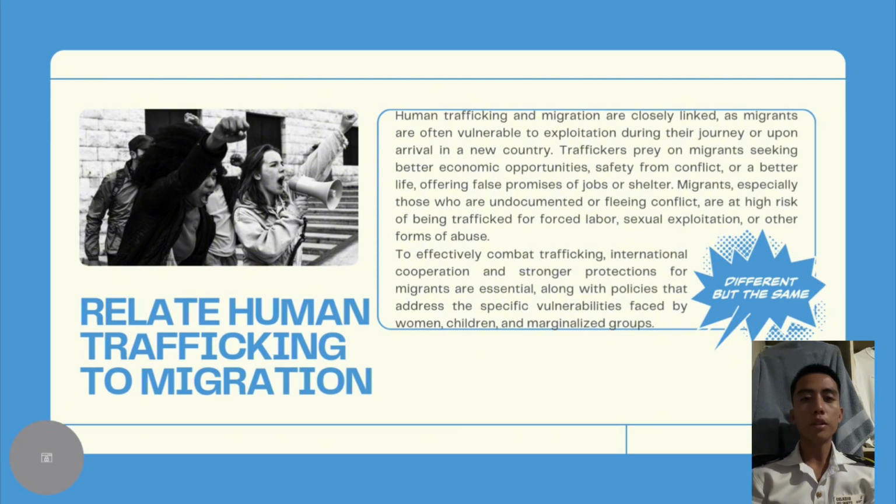Migrants may fear reporting trafficking due to the risk of deportation or detention, leaving them trapped in abusive situations. Corruption, criminal networks, and inadequate legal protection further complicate the issue. So, to effectively combat trafficking, international cooperation and stronger protection for migrants are essential, along with policies that address the specific vulnerabilities faced by women, children, and marginalized groups.